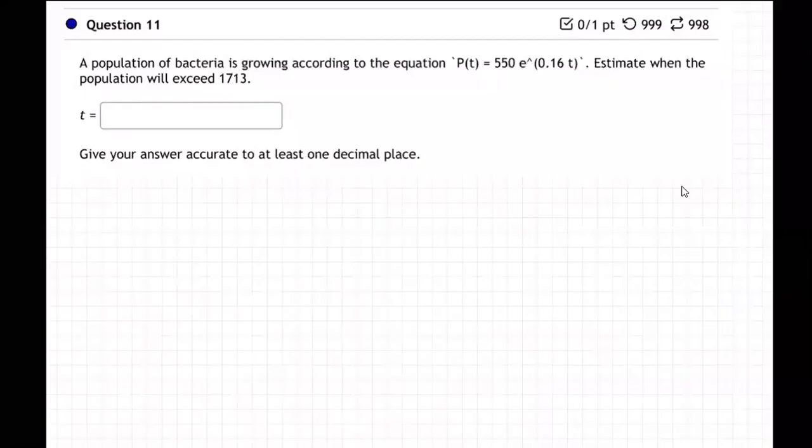A population of bacteria is growing according to the equation, boom. Estimate when the population will exceed 1713. So let me write their formula. They're saying P of T, well, that's too big.